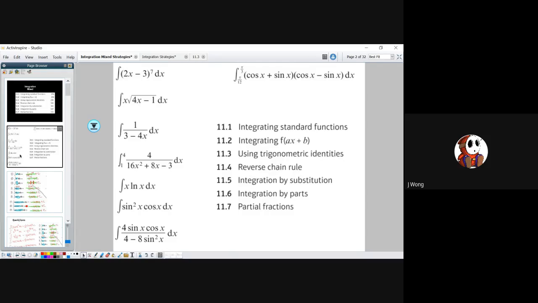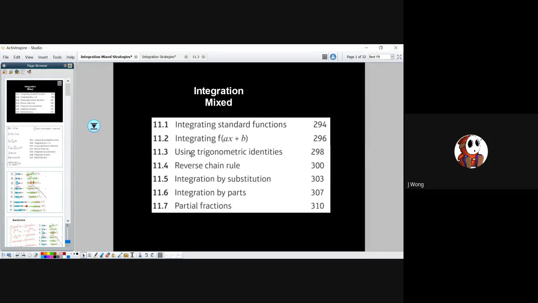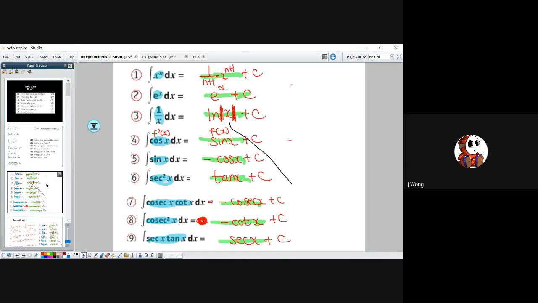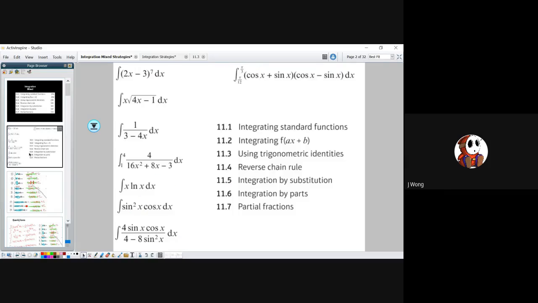and try to identify which technique to use for each integral, whereas I will spend the next couple of minutes reviewing the integration in general across 11.1 to 11.3 ish, and then I will give my take on how to quickly identify the method to use for each question here. Right, so let's get started.